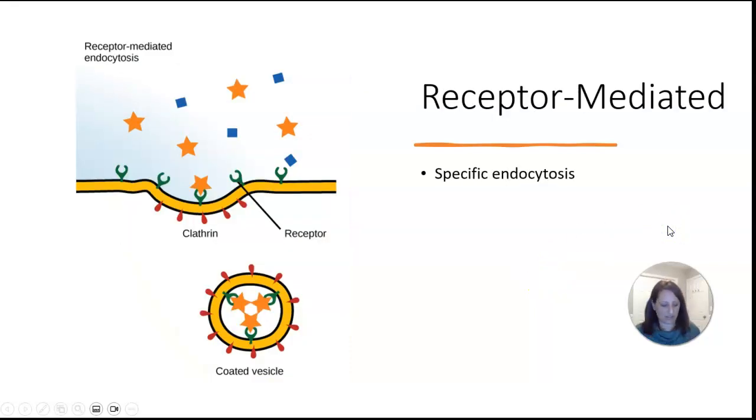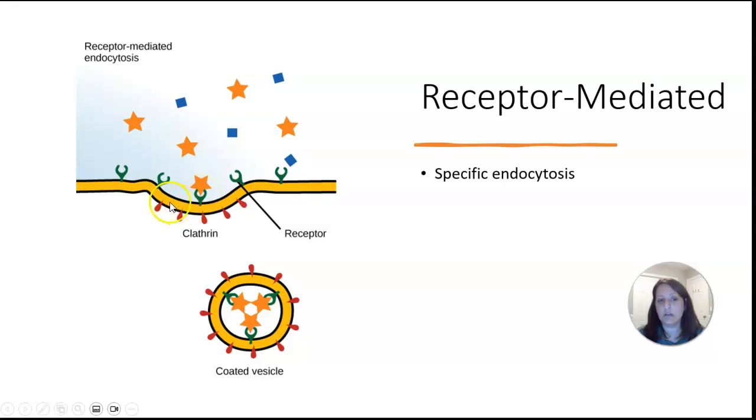Lastly, our last type of endocytosis is receptor-mediated endocytosis. So remember again, phagocytosis and pinocytosis, they're not specific, where this is specific. So whatever is going to be brought in has to first bind to a membrane receptor. And those receptors are going to be specific. They don't just bind to anything. Lock and key. Okay? And so in this case, the stars fit the receptor. And so they're going to bind to these membrane receptors.